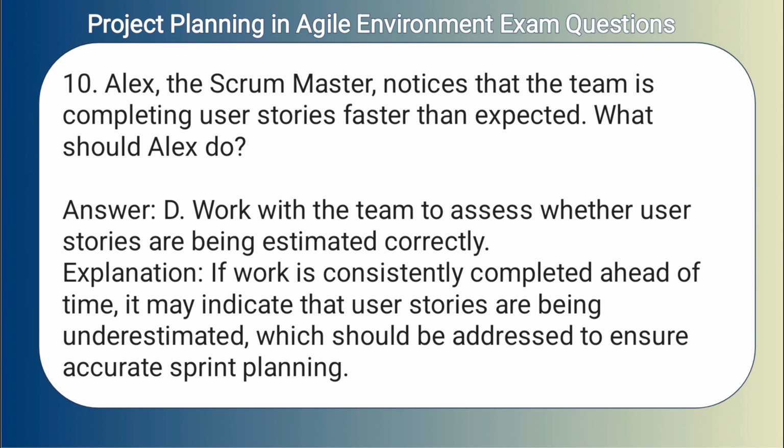Answer: D. Work with the team to assess whether user stories are being estimated correctly. Explanation: If work is consistently completed ahead of time, it may indicate that user stories are being underestimated, which should be addressed to ensure accurate sprint planning.